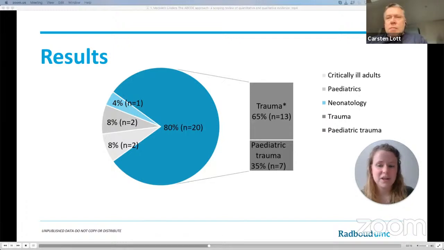The pie chart shows the distribution of disciplines in the included studies. And as you can see, 80% of the included studies were conducted in trauma patients, of which 7 specific in pediatric trauma patients. And 10 studies were conducted in pediatric patients, 2 in general pediatrics, and 1 in neonatology.